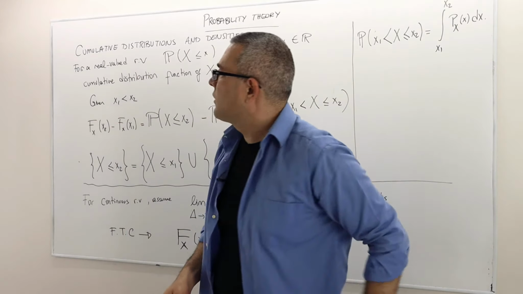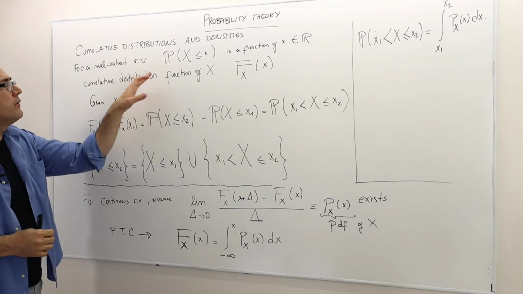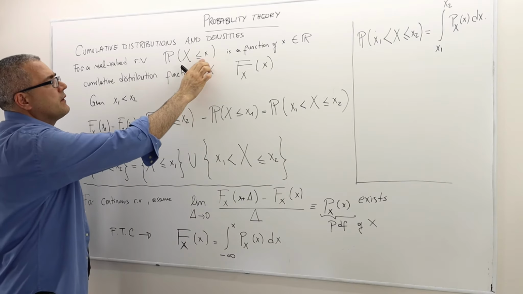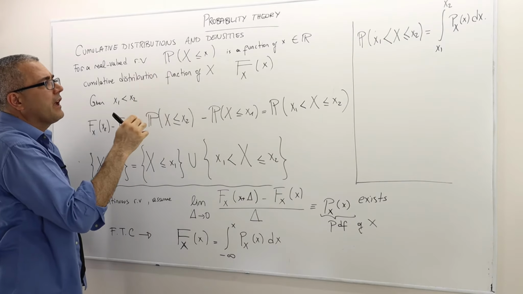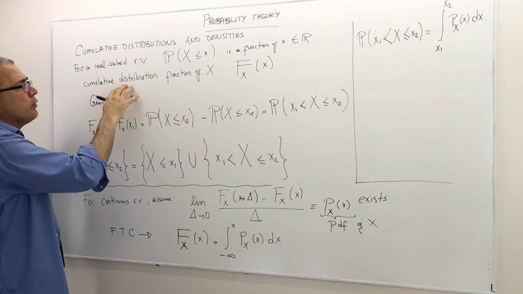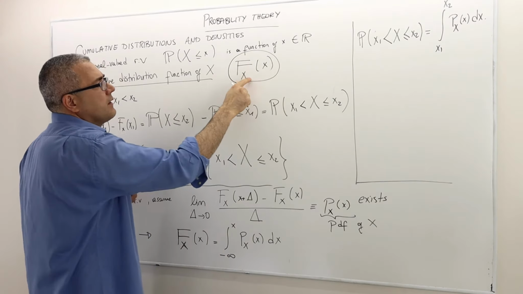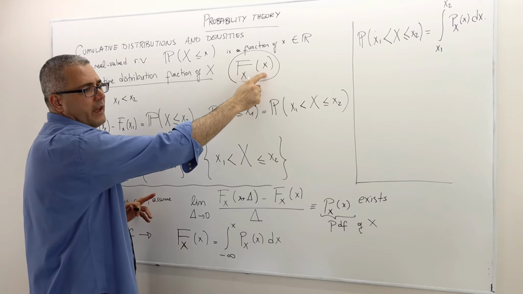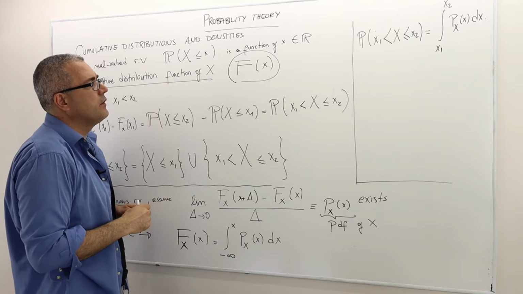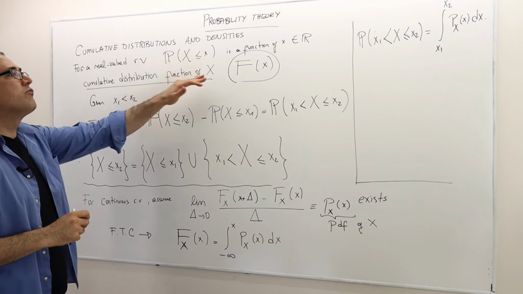Okay, so now let's talk about cumulative distribution functions. For a real valued random variable, the probability of my random variable being less than or equal to some parameter x is a function of this parameter x, and we call it the cumulative distribution function of X, and we denote it by F subscript capital X of x. We sometimes just ignore the capital X if it confuses you. So this is the cumulative distribution function of the random variable X.